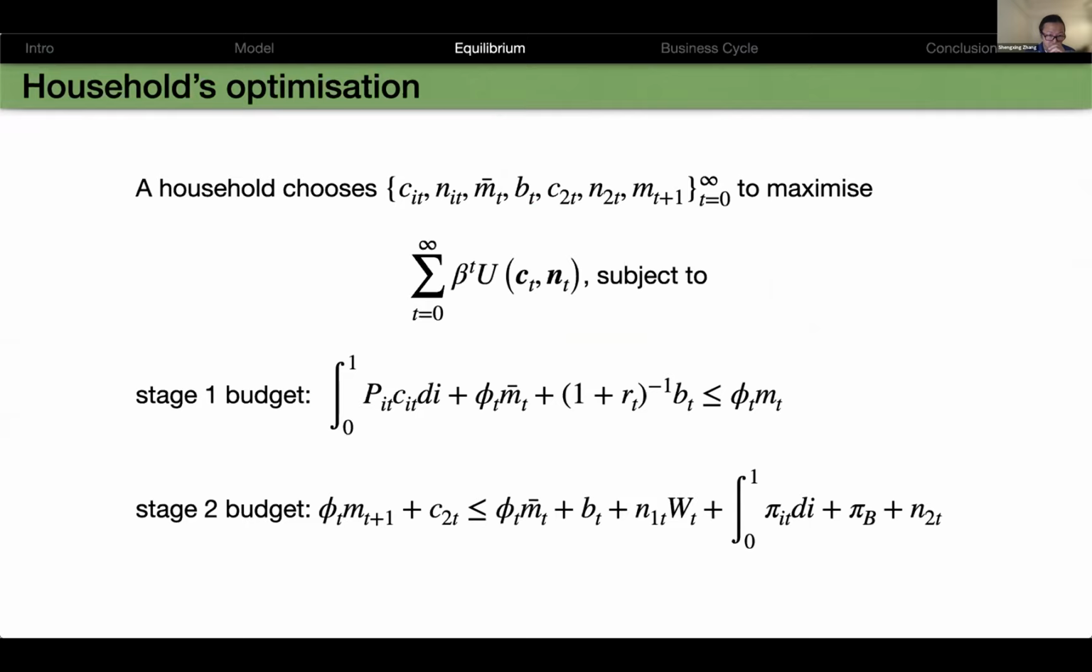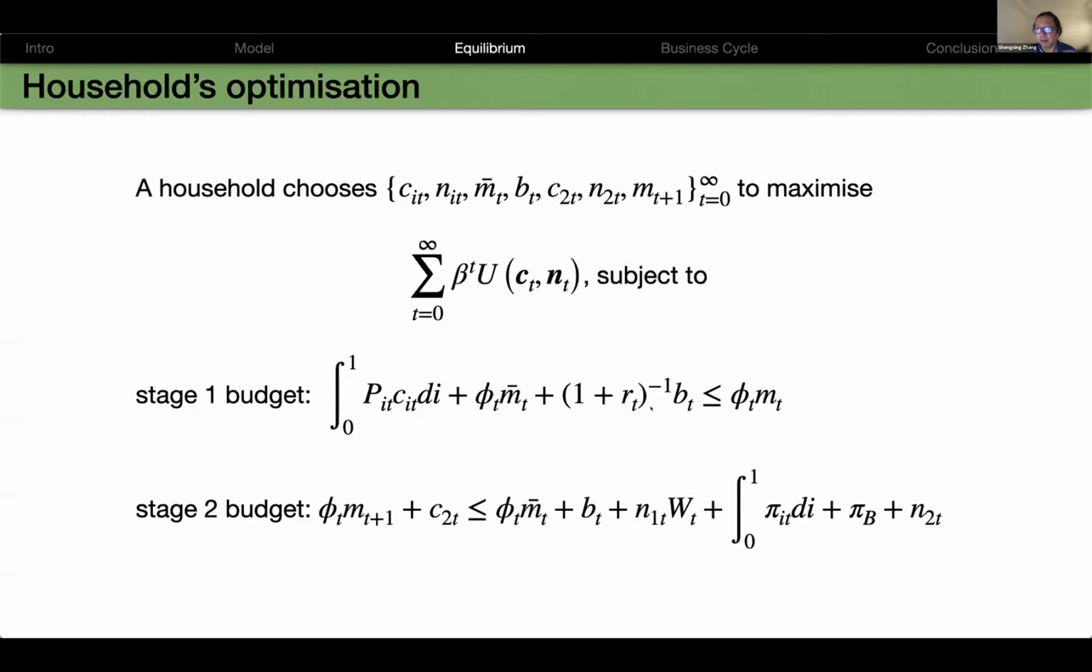Now, let's look at the equilibrium of the model. To understand the equilibrium, we're going to first look at the household optimization. It looks pretty standard. The household will just choose their consumption, labor supply, money demand, and bond demand, and money demand for the next period, to maximize their lifetime utility. But now, because there is payment friction, in each period the household faces two budget constraints, one in stage one, the other in stage two. In stage one, when a household needs to buy the consumption good, they need to pay for it either using money or using the bond they issue.